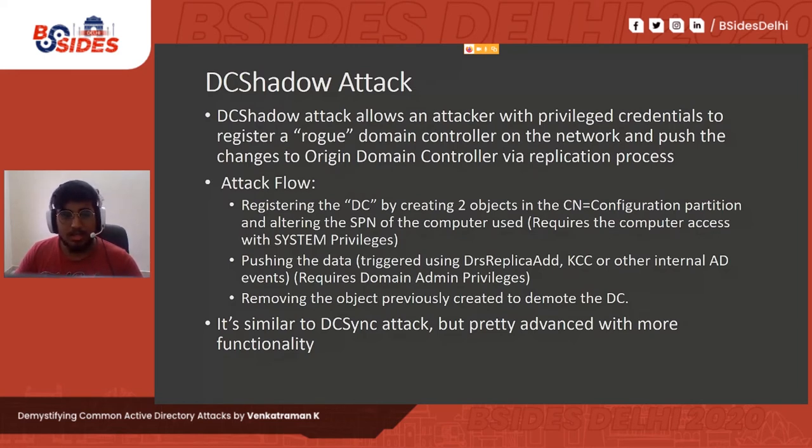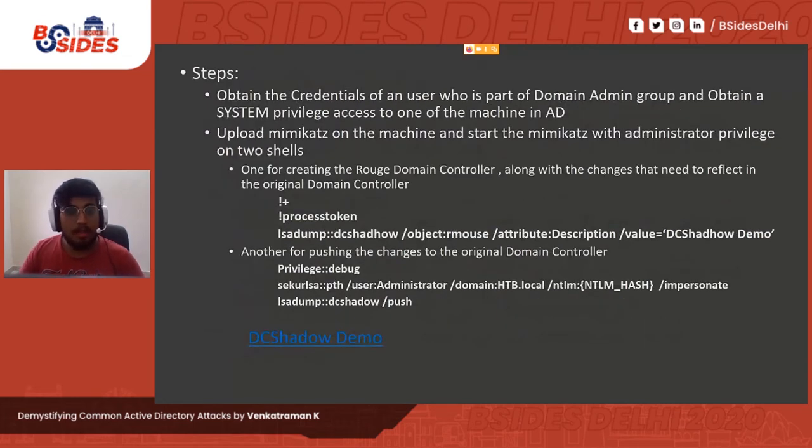So a DC Shadow attack basically sets up a rogue domain controller on the network, and it pushes the changes to the original domain controller. You make changes to the original domain controller via the rogue domain controller that you have set up. So let's see the process flow here. There are two requirements. One is the credentials of a user who is part of the domain admins, and another is SYSTEM privilege access to one of the machines present in the AD environment. And I would be using Mimikatz to perform this attack.